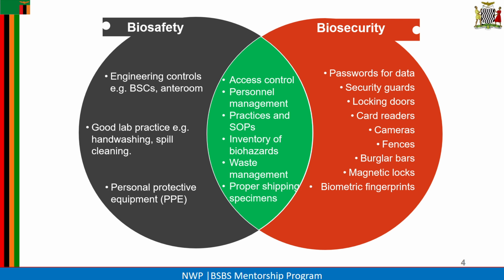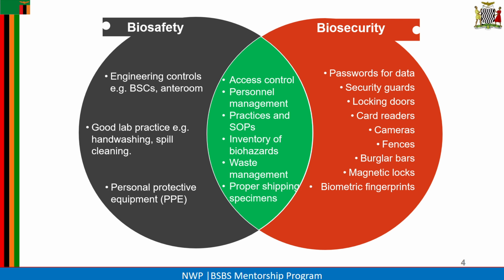So another example is having a security guard. If you have a security guard at your facility, the security guard is an example of a biosecurity measure that you can have. Locking doors, so if you have doors that are lockable in your laboratory, all that is a biosecurity measure. Then if you have magnetic locks or fingerprint biometric systems, all those are examples of biosecurity measures.